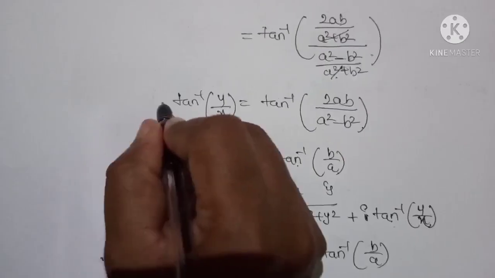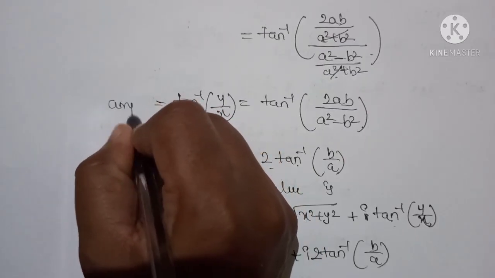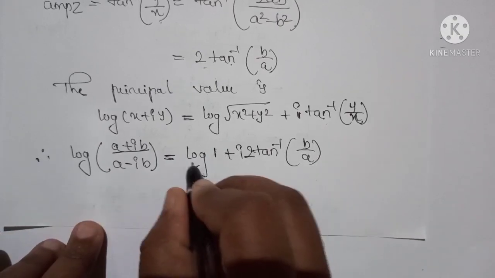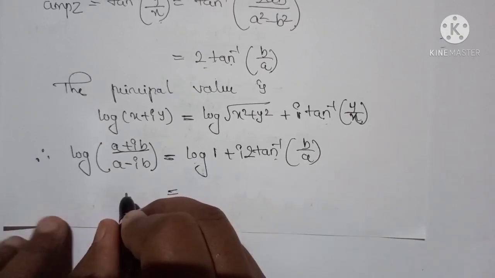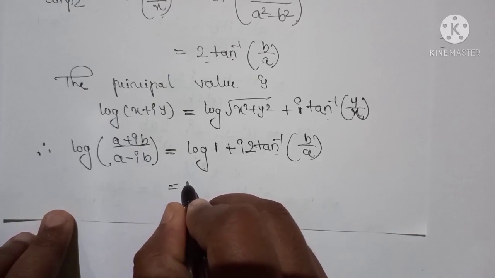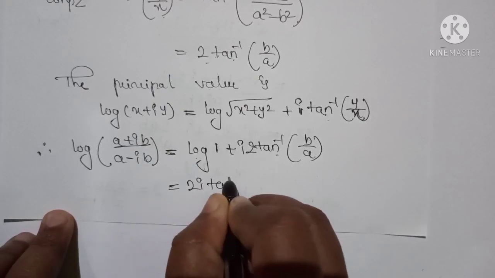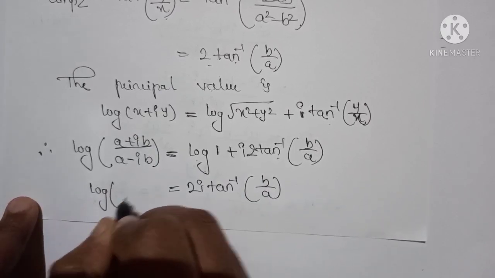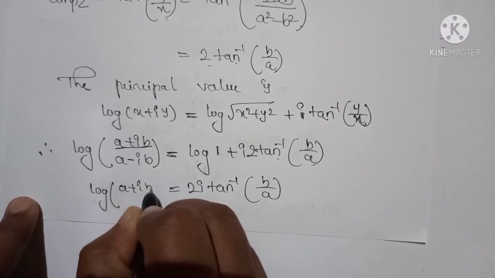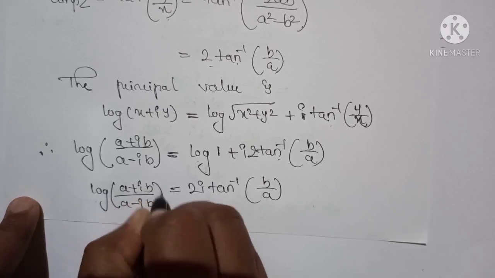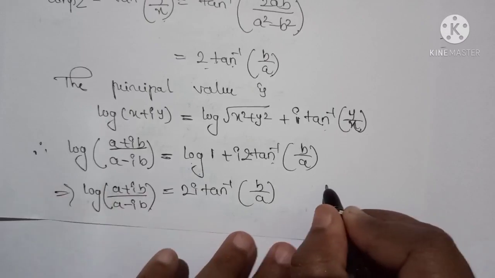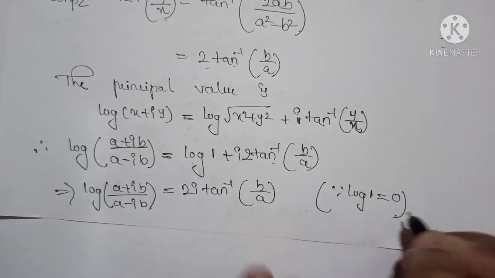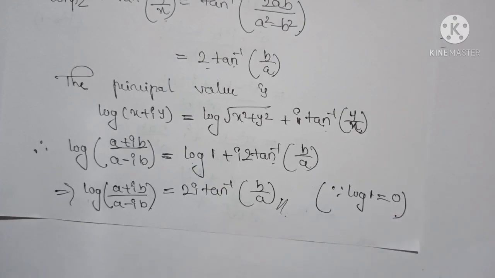So this is nothing but the amplitude of z. Now we know that log of 1 is equal to 0, so simply we get 2i tan inverse of b by a. So this is the required proof, for a plus ib divided by a minus ib, because we know that log of 1 is equal to 0. So this is our required proof.